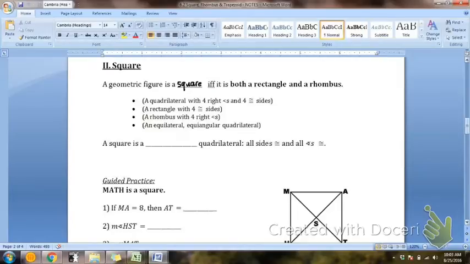Opposite sides are the same. All 4 sides are the same. You got 90-degree angles in there. But let's talk about this. If I look down at this diagram down here, I know from the property of a rhombus that this is a right angle, right? You don't need to mark this yet.